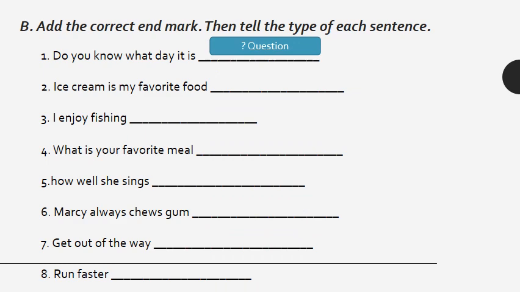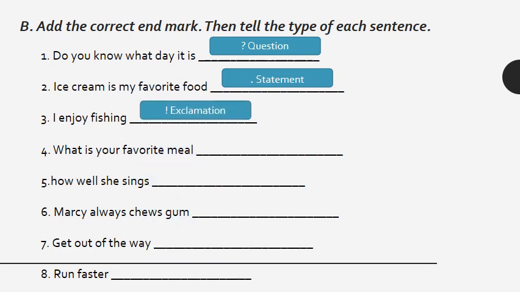Okay, number two, ice cream is my favorite food. So I'm telling someone that ice cream is my favorite food. When I'm telling something, it is a statement. A statement ends with a period. Okay, three, I enjoy fishing. Here I'm expressing my feelings, and when I'm expressing emotions and feelings, it is an exclamation. And how does the exclamation end? It ends with an exclamation mark.